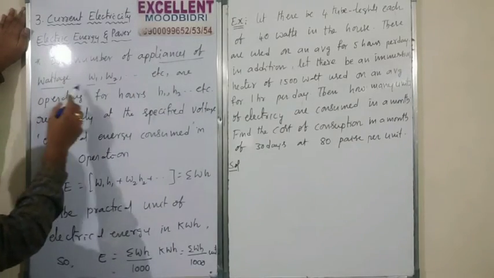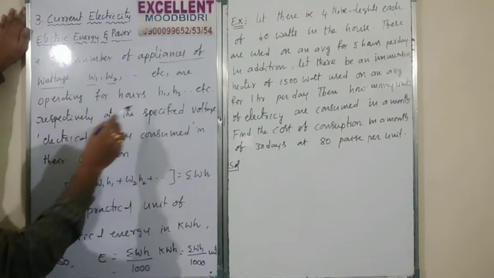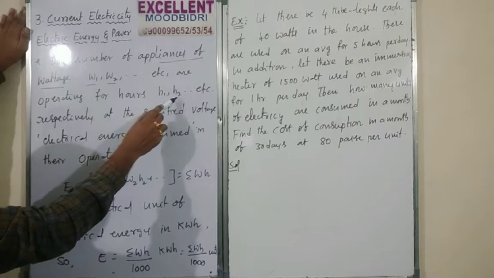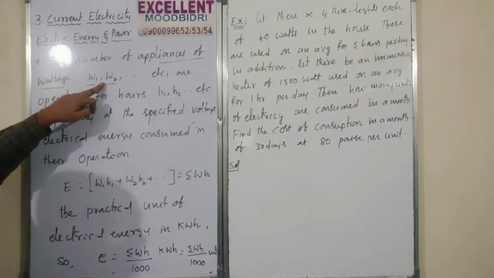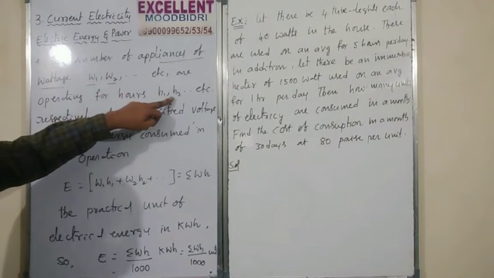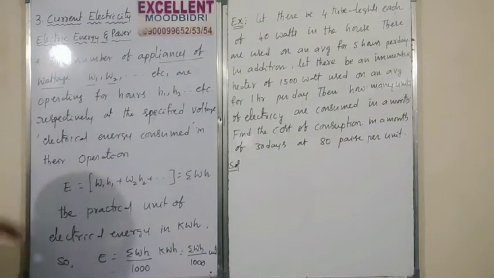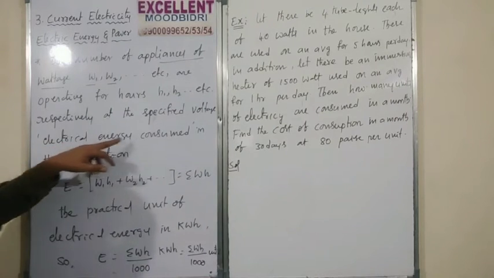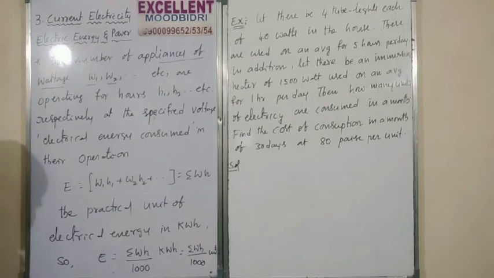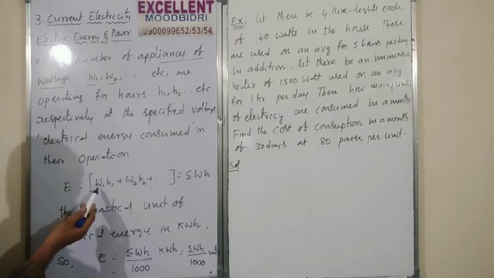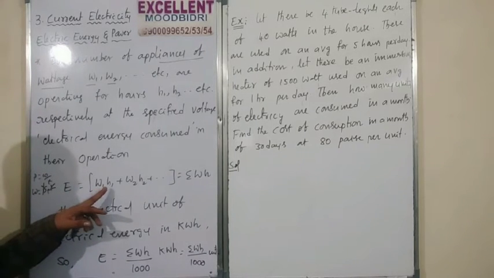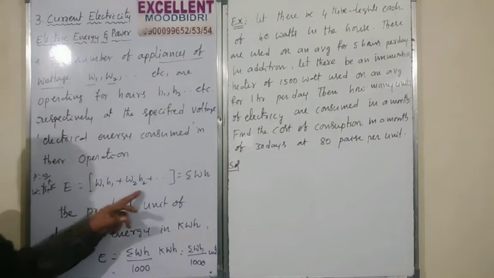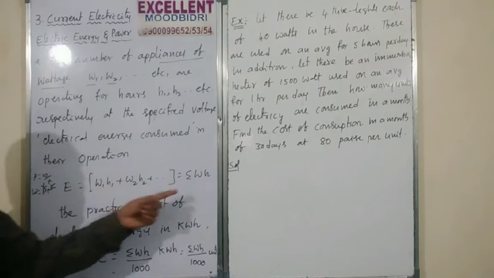If a number of appliances of wattage W1, W2, etc. operate for hours H1, H2, etc. respectively at the specified voltage, the electrical energy consumed is E equal to W1 H1 plus W2 H2, and so on for the third and fourth appliances. That is power equals work done by time, so W equals P into T, where P is wattage and T is time. Therefore, total is the summation of W into H.